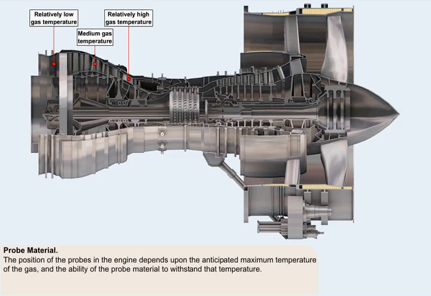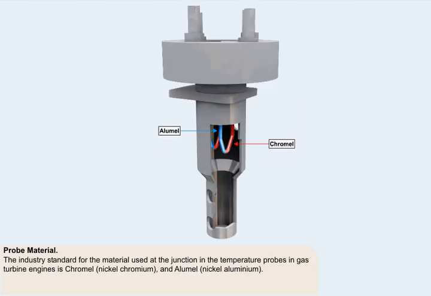The position of the probes in the engine depends upon two things: the anticipated maximum temperature of the gas and the ability of the probe material to withstand that temperature. The industry standard for the material used at the junction in the temperature probes in gas turbine engines is chromel, nickel chromium, and alumel, nickel aluminium. These two materials may not have the highest millivoltage output of the materials available, but their ability to withstand very high temperatures, coupled with a reasonable volts per degree ratio, makes them ideal for the job.